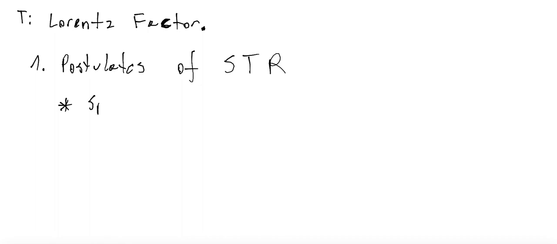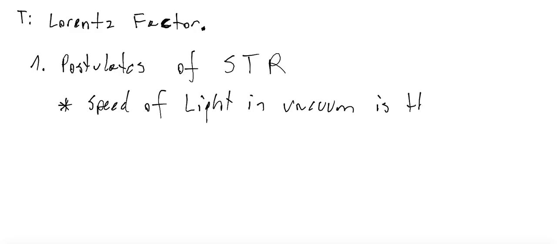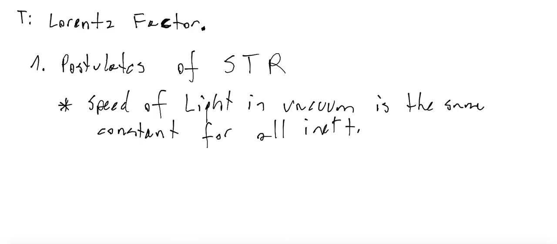states that the speed of light in vacuum is the same constant for all inertial observers. Okay, what does it mean? It means that the speed of light in vacuum doesn't depend on the speed of the source or the speed of the receiver. But first of all, who or what is an inertial observer? An inertial observer is one which doesn't accelerate.